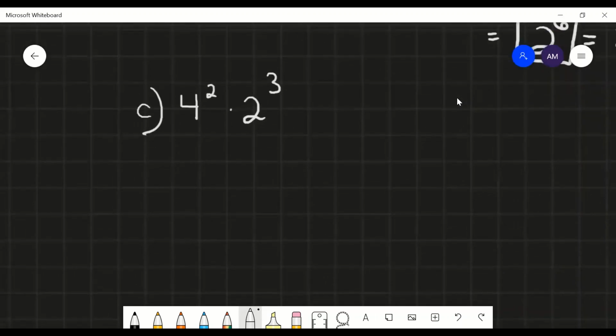Here's another one. 4 to the power of 2 times 2 to the power of 3. So I oftentimes see this mistake being made. So warning, do not do this.